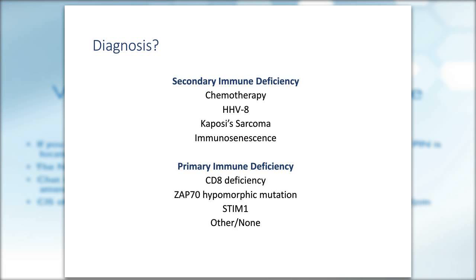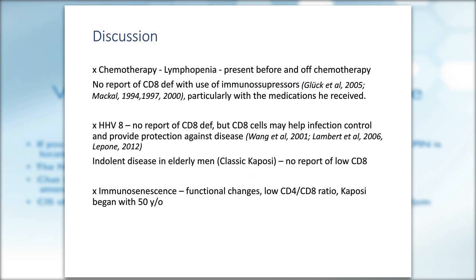Given the low CD8 values and the presence of Kaposi sarcoma, we consider the possibility of CD8 deficiency, mutation of ZAP70, or of STIM1. In the next slides, I will mention the most important points for discussion regarding these diagnostic possibilities. We rule out the possibility that this is a result of the treatment, since lymphopenia and CD8 deficiency were maintained for long periods without this type of medication.